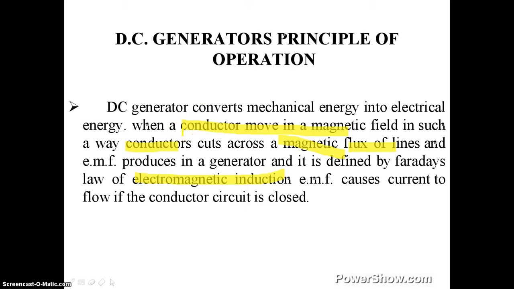So the basic DC generator principle depends only upon Faraday's law of electromagnetic induction. The law states that whenever a conductor moves in a magnetic field in such a way that the conductor cuts across the magnetic flux lines, an EMF is induced in the generator. So this is given by Faraday's law of electromagnetic induction, provided that the conductor circuit is a closed one.